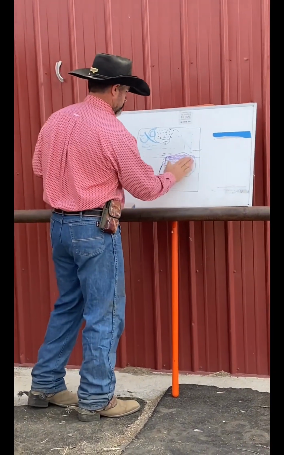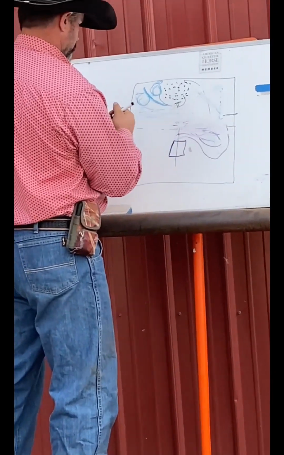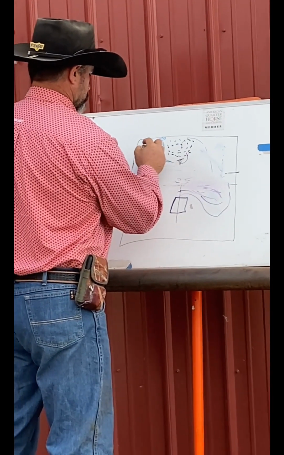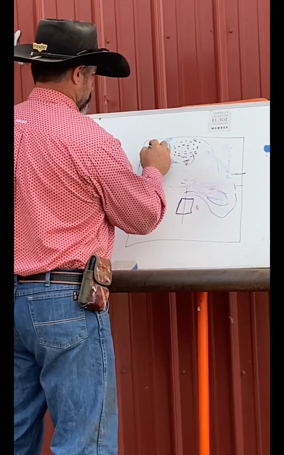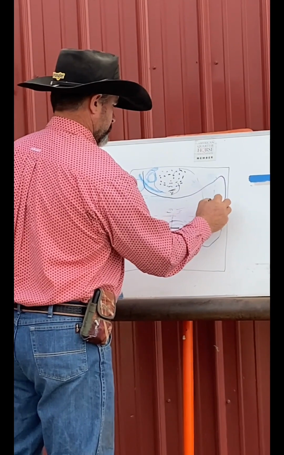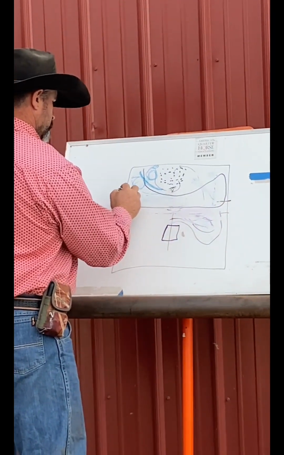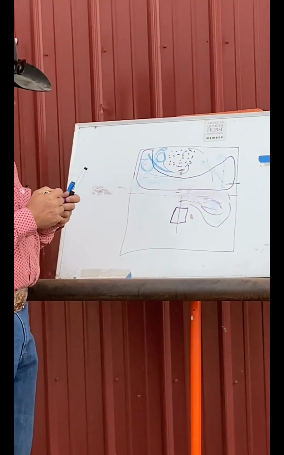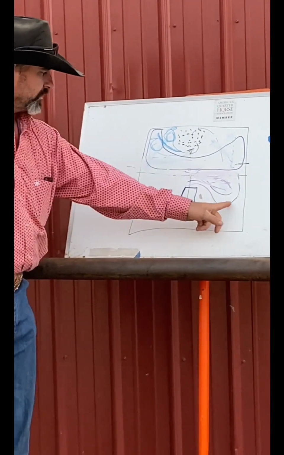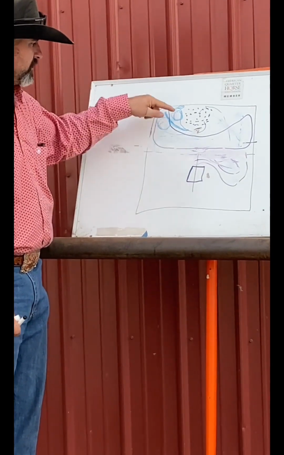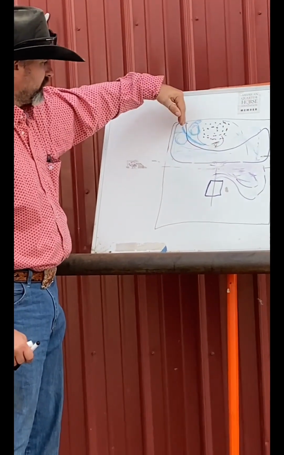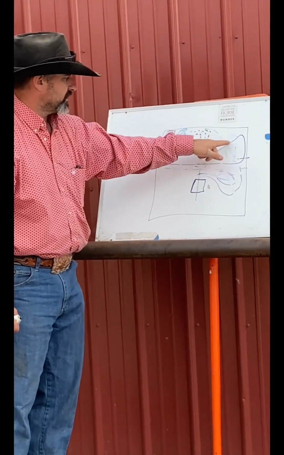So I always like to say, we'll do purple as the cutter. That's the cutter's territory. Your job is to keep it going this way towards the cutter, and your job back here is to keep the herd in the middle and allow the cutter to take over this territory.